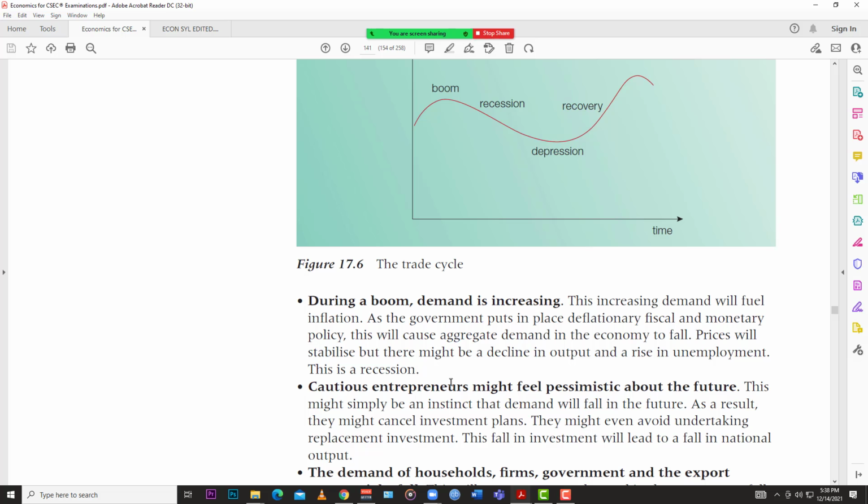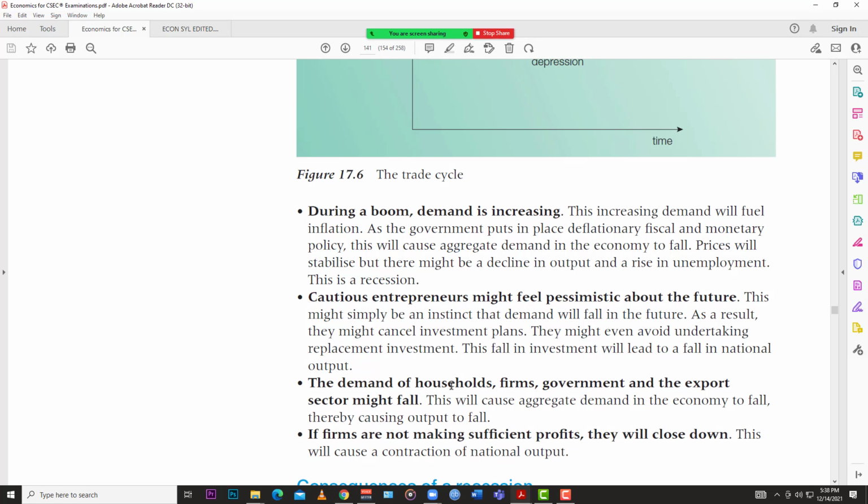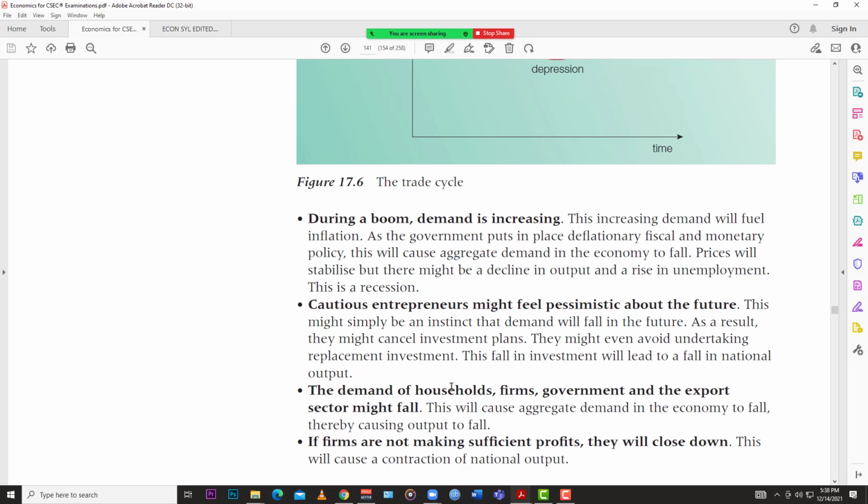From the consumer side of things now, the same way. Consumers might have what you call low confidence. Consumer confidence might be low. They might think that bad times are ahead. And so therefore, they pull back on their spending. And if they pull back on their spending, their demand falls. And so in response to that, companies would have to reduce their output, and so that would lead to a recession also. So the demand of households, firms, government and the export sector might fall.